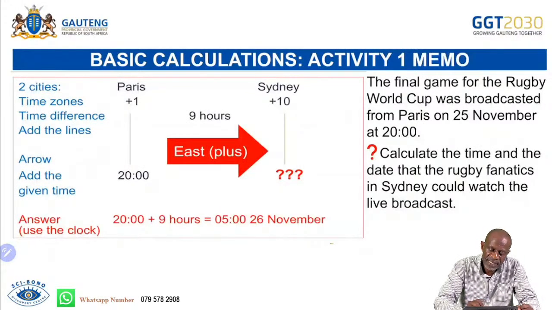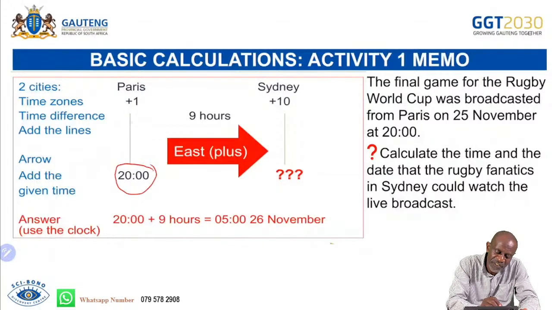Here is our marking guide for the question that we have just seen or interacted with. Now, the given time was 20 hours. Paris, which is in France, is at +1 longitude, in the +1 time zone, whereas Sydney is located in +10.